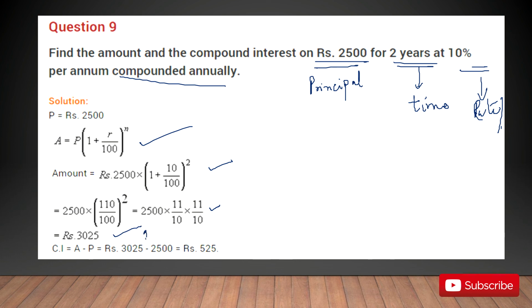This is my first answer. My second answer will be the compound interest, that is amount minus the principal. So the answer has become rupees 525.